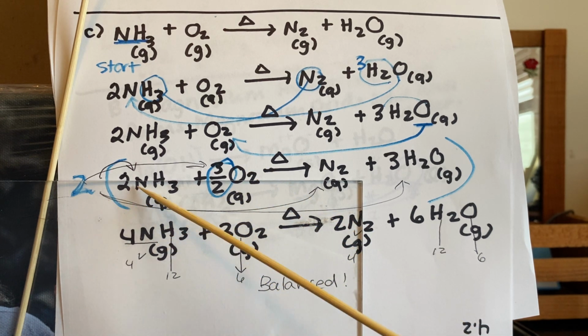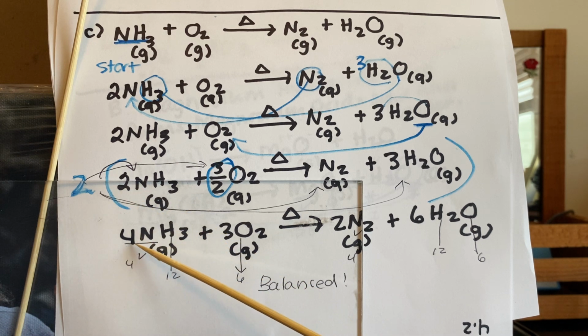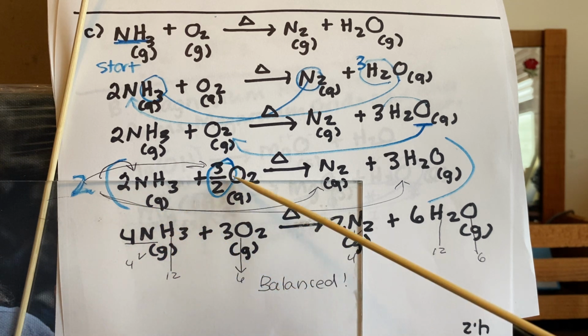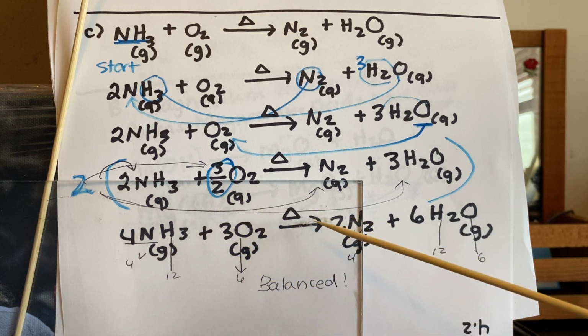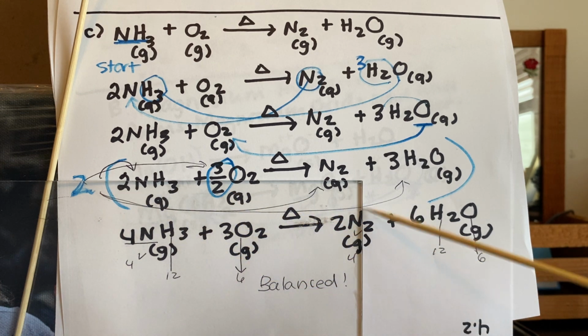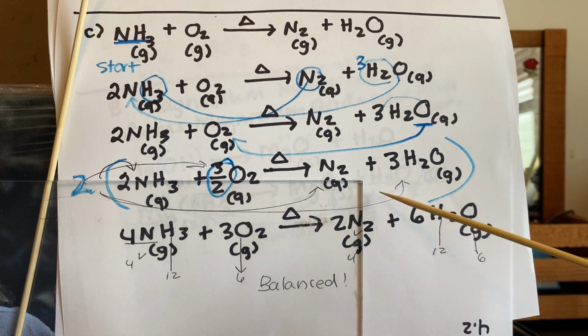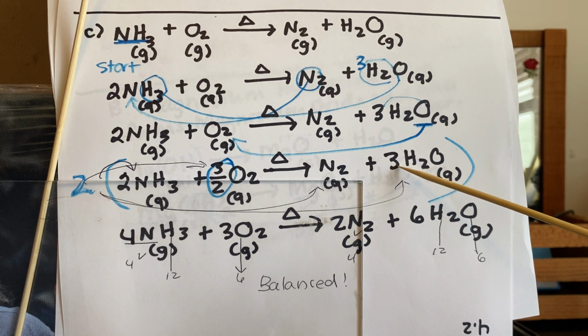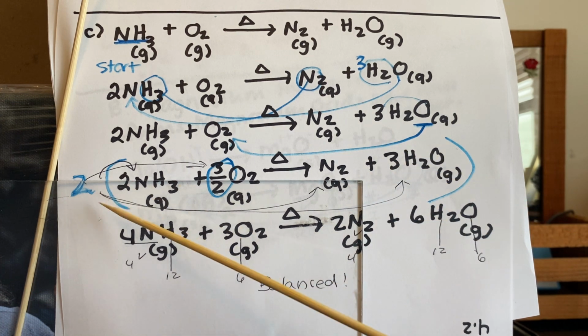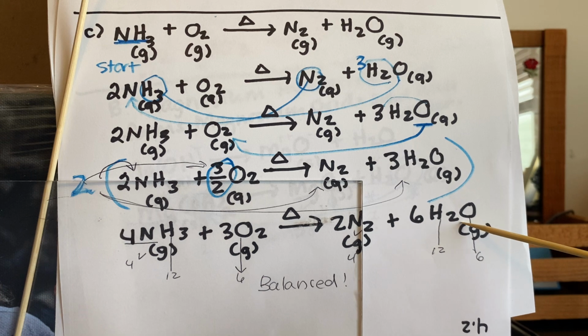So what we do is 2 times 2 is 4, so we have 4 ammonium there. Then we do the 3/2 times 2, which is going to be 3 oxygen. And as we heat it up, we're going to go to 2 nitrogen. Because we have only 1 nitrogen here, now we have 2 nitrogen. And then we have to multiply the 3 here by 2, which is 6. So we have 6 waters.